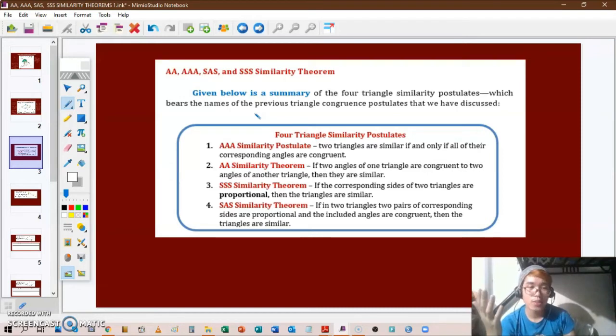Then similarly, we have the SSS Similarity Theorem. If the corresponding sides of 2 triangles are proportional to the sides of another triangle, then they are similar. Then the side-angle-side: if in 2 triangles 2 pairs of corresponding sides are proportional and the included angles are congruent, then the triangles are said to be similar to each other.